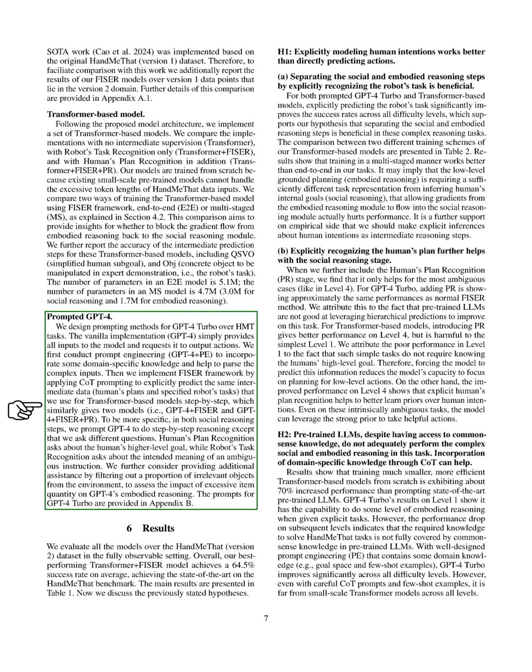In both social reasoning steps, we prompt GPT-4 for step-by-step reasoning but ask different questions for human and robot recognition. We also consider filtering out irrelevant objects to see how it affects GPT-4's reasoning. The prompts for GPT-4 Turbo are detailed in the appendix.